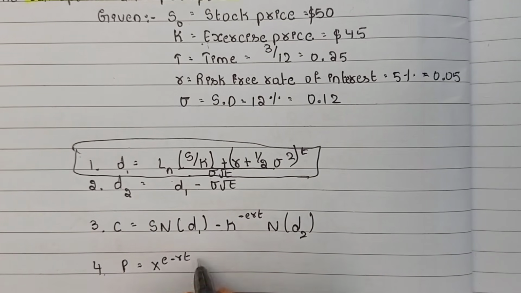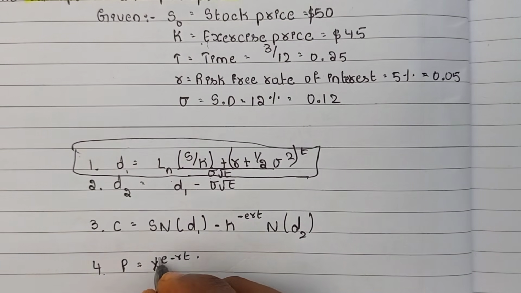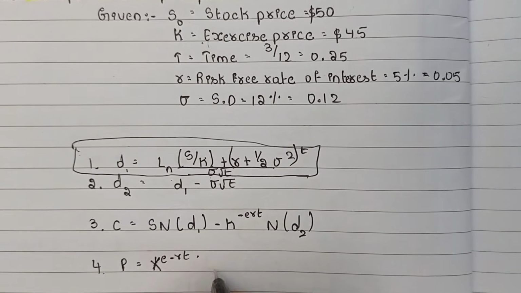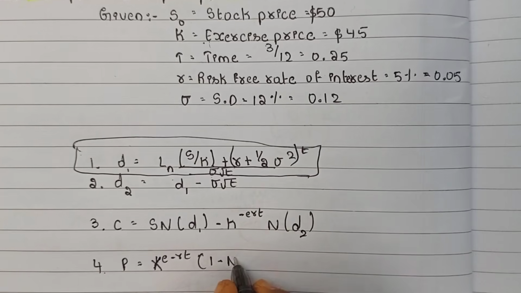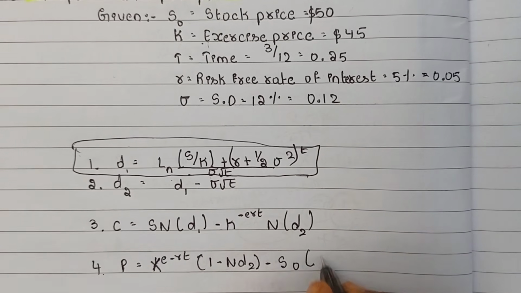K e^(-rt) [1 minus N(d2)] minus S0 [1 minus N(d1)].